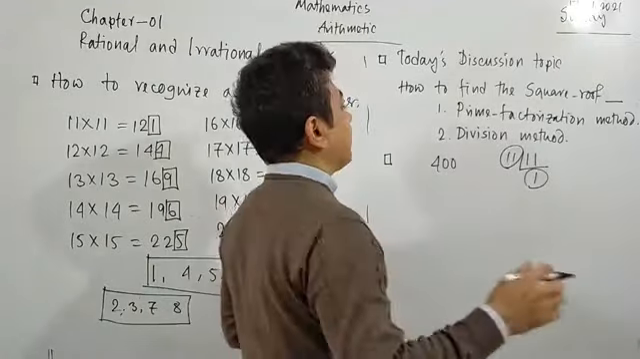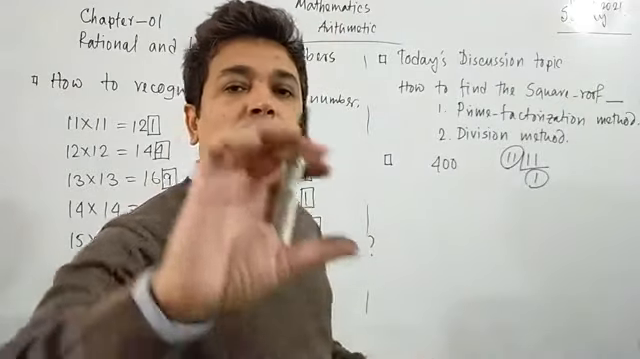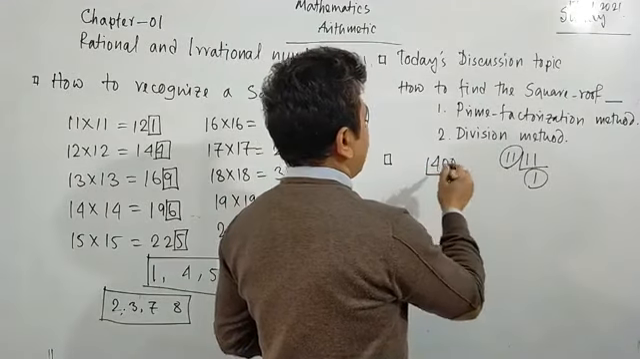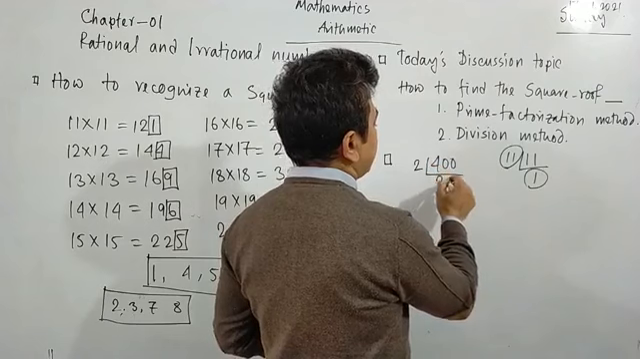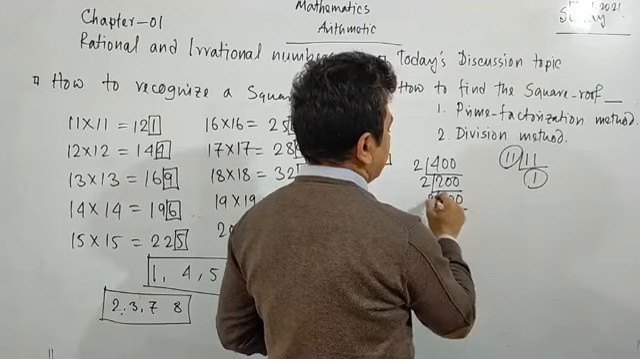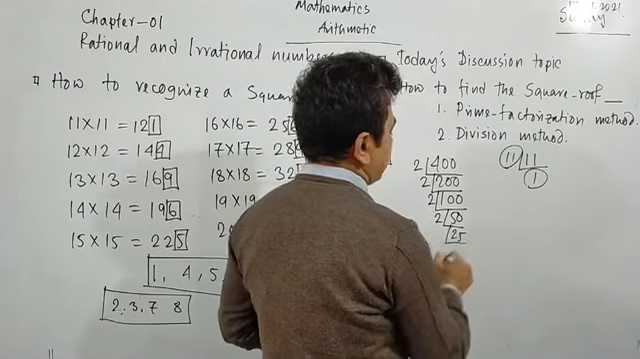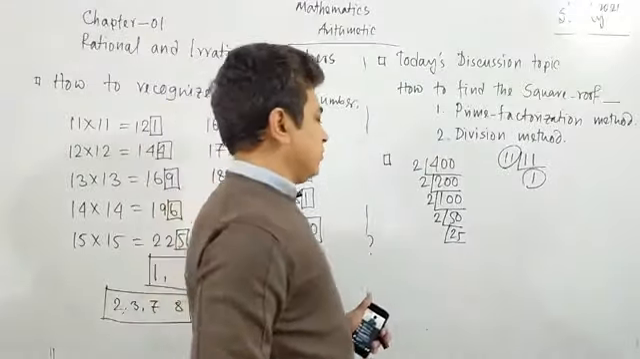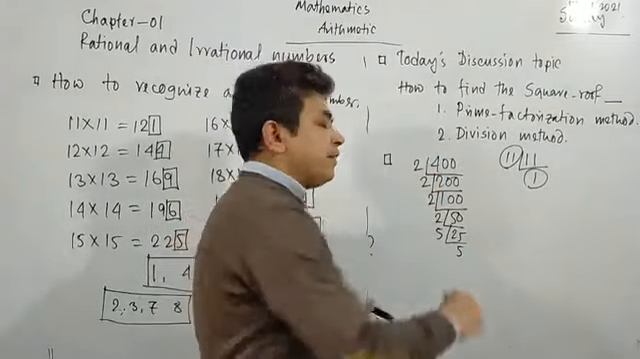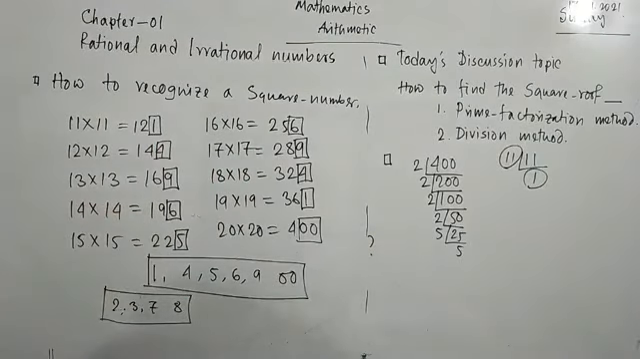Okay, so we are going to find the prime factors. Prime factorization means we have to factorize the given number into prime factors, only primes. So I'm dividing by 2, it is 200. Again dividing by 2, it is 100. Again by 2, it is 50. Again by 2, it is 25. Again 2 is not possible, so I'm dividing by 5, and it is 5 here. So this is called prime factorization. So how do we find the square root from this system?